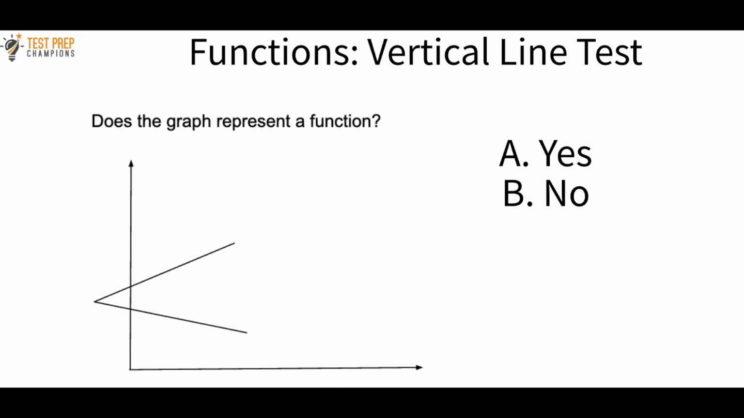Okay, so the idea here is that if a vertical line touches the graph more than once, we know it's not a function. So let me start by drawing a vertical line, and I see that the line touches the graph twice, right? It touches the graph right here, and it also touches the graph right here. This vertical line touched the graph twice, so we know this is not a function. So the answer here is B, no.